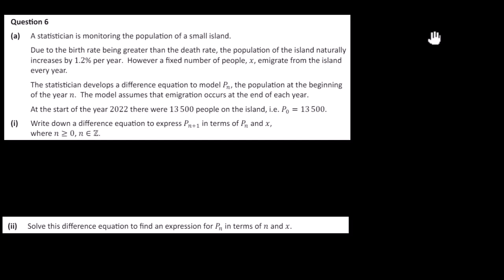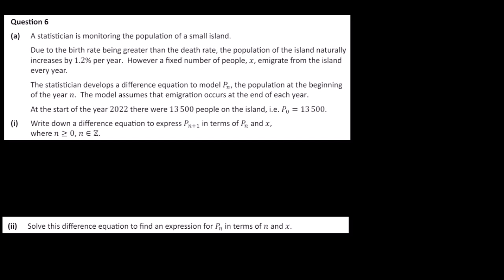The statistician develops a difference equation to model Pn, the population at the beginning of the year n. The model assumes that emigration occurs at the end of each year. At the start of year 2022, there were 13,500 people on the island. That is, P0 is equal to 13,500. Write down a difference equation to express Pn+1 in terms of Pn and x, where n is greater than or equal to 0 and n is an integer.